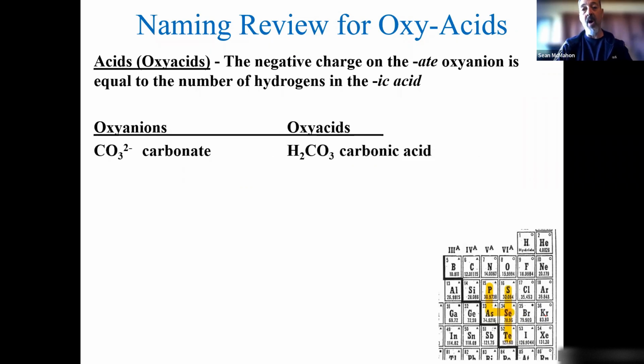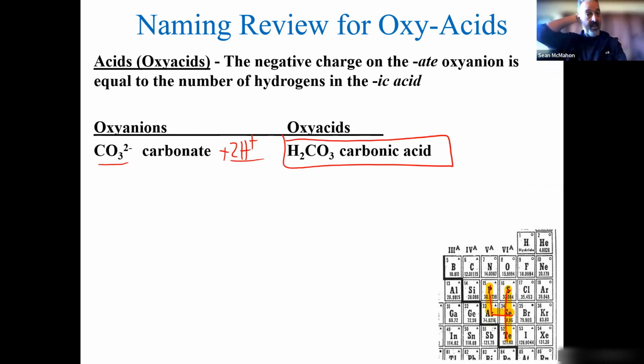Carbonate. Why is carbonate CO3? It's not on the 4, so it's got 3 oxygen. It's a 2- charge. So as a result, I need to add 2 H pluses to make this a neutral compound, which is carbonic acid. So carbonic acid is an example of a diprotic acid.